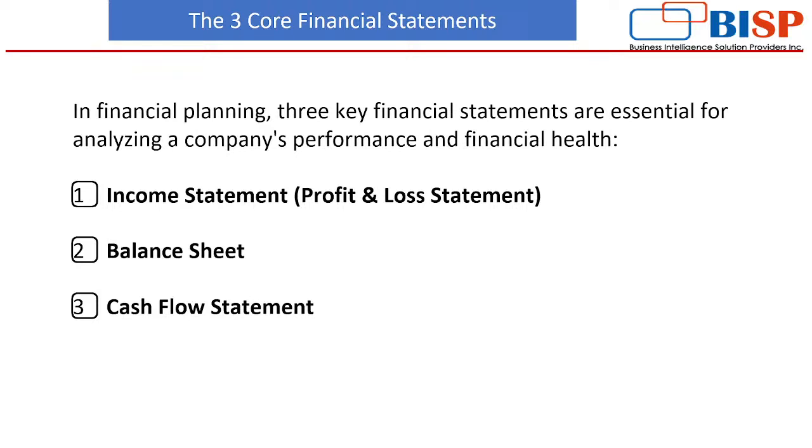If you see, all of these statements are connected. The net profit from the income statement flows into retained earnings in the balance sheet. The cash flow statement adjusts the net profit to reflect actual cash received or spent. And finally, the balance sheet shows the company's total financial position, including changes in cash and assets. So all of these three statements are interconnected, and we're going to see how we can create these statements from scratch.